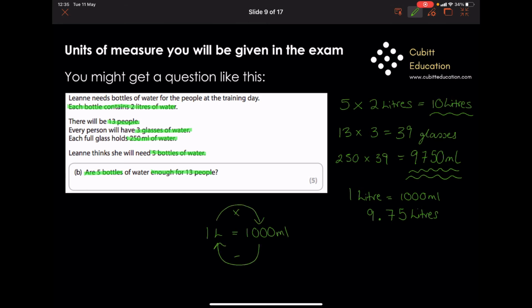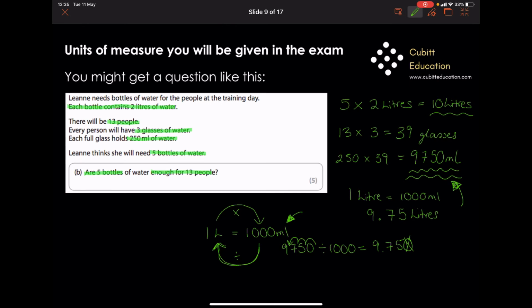Times goes at the top, divide goes at the bottom, and we can show that we need to turn this number, this 9,750 ml, which means we're on this side of the diagram, and we want to go to litres, so we need to divide by 1,000. 9,750 divided by 1,000. Remember, that means we go back 3 decimal places, 9.75. If you want to put the 0 on the end, you can, but there's just no need because it doesn't actually mean anything.